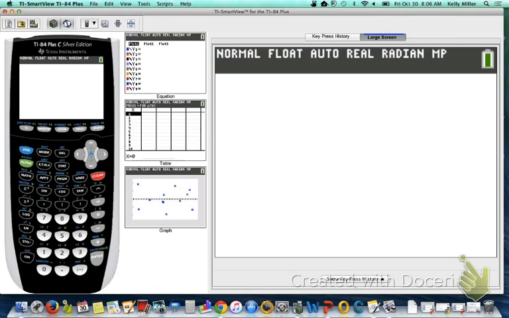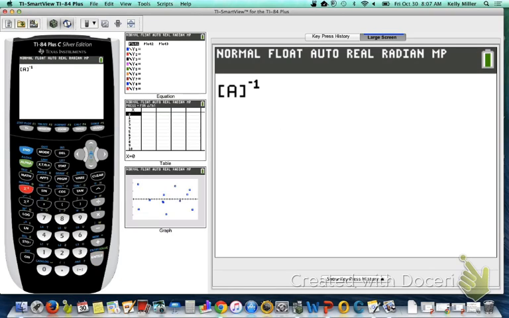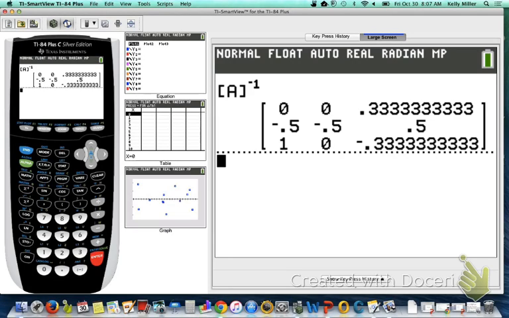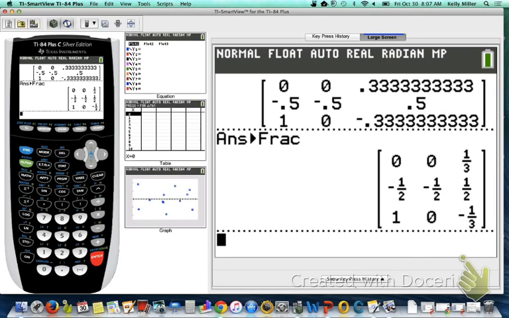Now we want to do the inverse of matrix A. I'm going to go back in and select matrix A under our names. And then I'm going to hit this inverse button, the negative 1 power, it's the sign for your inverse. Hit enter. Did we come up with our answer that we just got? Hopefully. You hit math, enter, or something to show fractions. If I hit math, enter, fraction it. Yeah, nice.